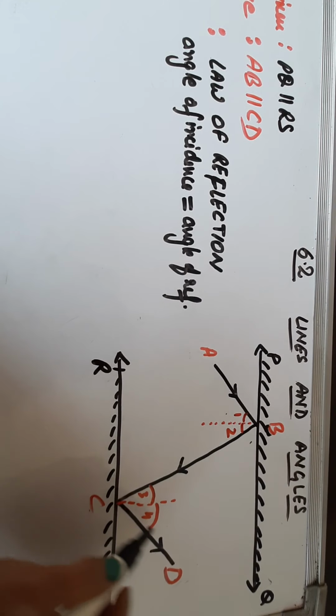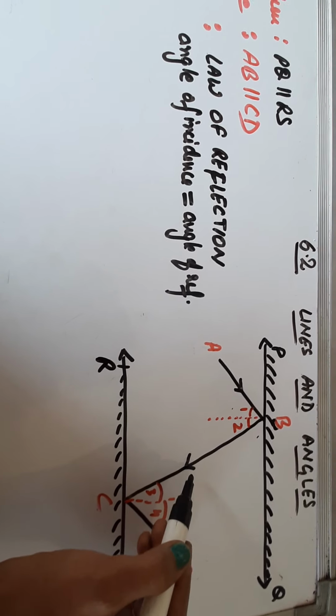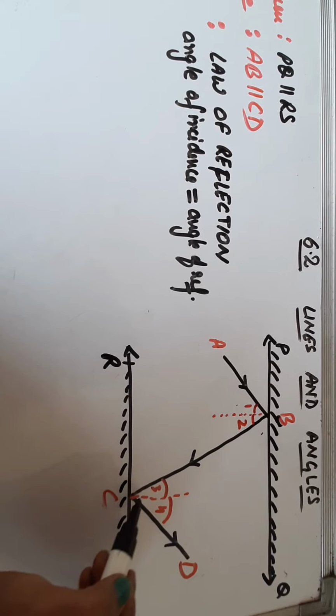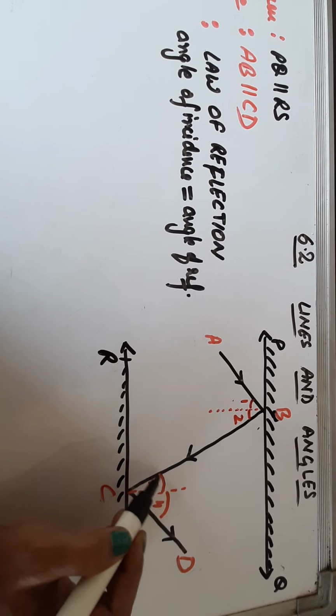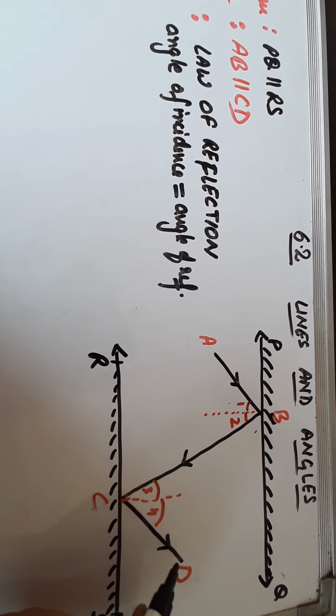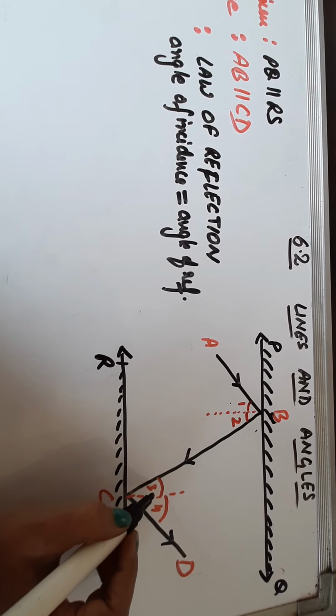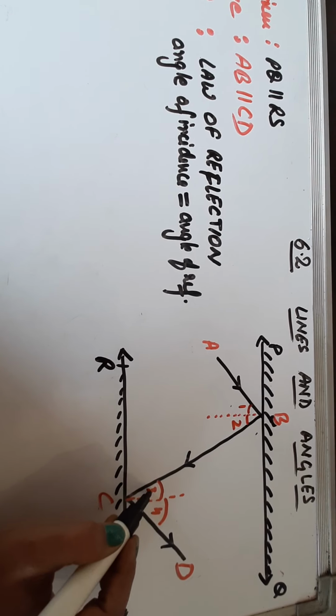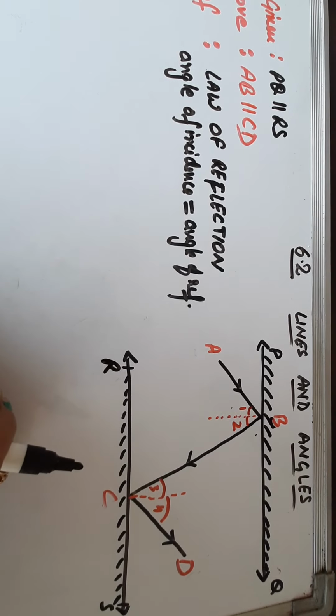Similarly for this mirror, the ray is incident, as you can see the direction, this is the incident ray, so this is the incident angle, and this is the reflected ray, so this is the reflected angle. From here by this law we'll have angle 3 is equal to angle 4 also.